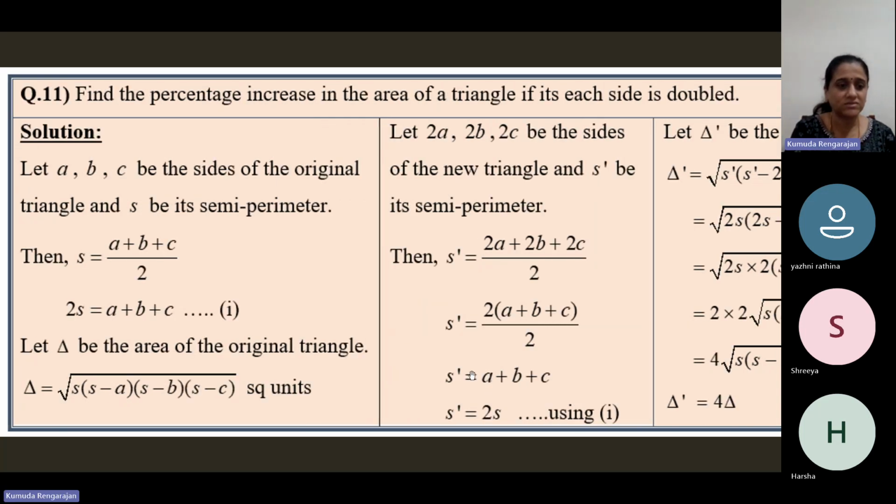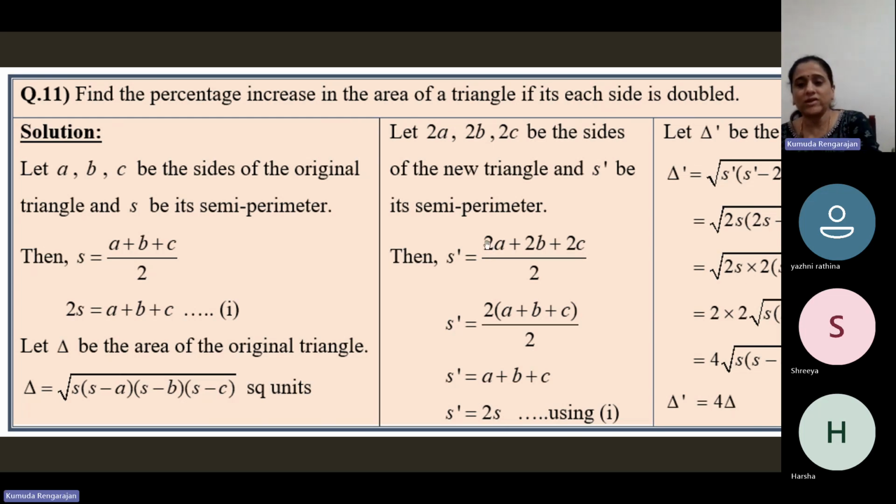But what is A plus B plus C? A plus B plus C is 2S. So that means S dash is equal to 2S. What is the semi-perimeter of the new triangle? It is 2 times the semi-perimeter of the original triangle. S dash is the semi-perimeter of the new triangle, and 2S means twice the semi-perimeter of the original triangle.